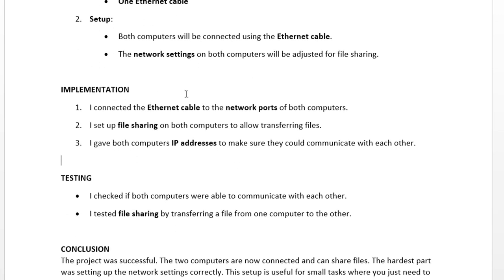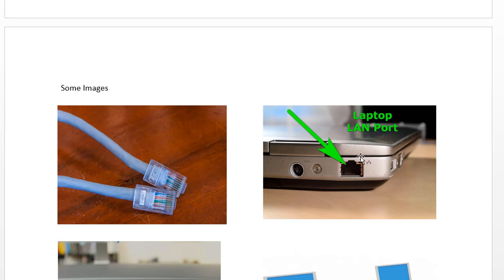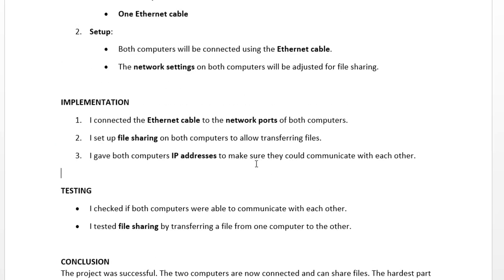Now for the implementation, you are just saying what you did. So what you did here is: I connected the network cable to the network ports of both computers. It's very clear that all those computers have this port here, so you are supposed to plug it there. It's very easy. I set up file sharing on both computers to allow transferring files. At this level, you are just saying that you made the different configurations.